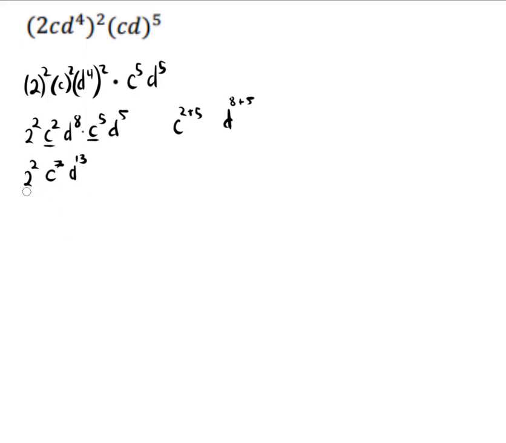So now I'm just going to raise each coefficient or number to the appropriate power. Well, 2 is raised to the second power, so 2 to the second power is 4. And I get 4c to the 7, d to the 13. And I am done. Bada bing, bada boom. All right, that is my final answer, and indeed it is a beautiful answer.